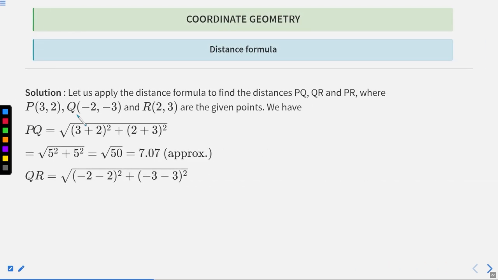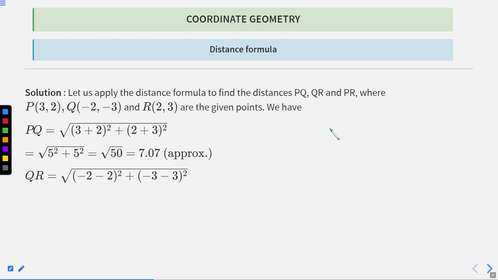Okay, so here let us apply the distance formula to find the distances PQ, QR and PR, where P is 3, 2, Q is minus 2, minus 3 and R is 2, 3. Okay, these are the given points. So we have the distance PQ is equal to square root of 3 plus 2 whole square plus 2 plus 3 whole square, that is equal to square root of 5 square plus 5 square, that is equal to square root of 50, that is equal to 7.07 approx value.